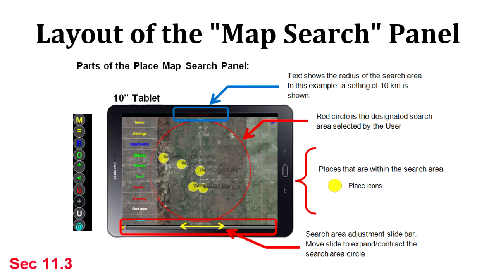Places on a map. This is where you've designated places, but this is the map search option. Instead of people, you're looking at places that you have saved.